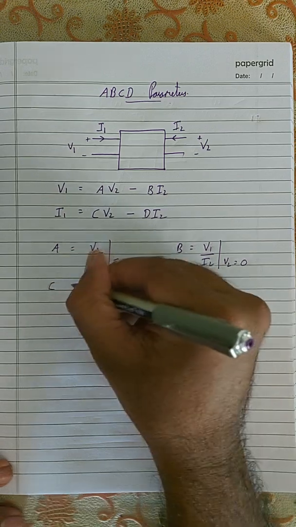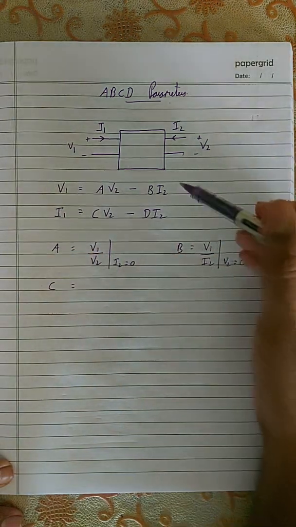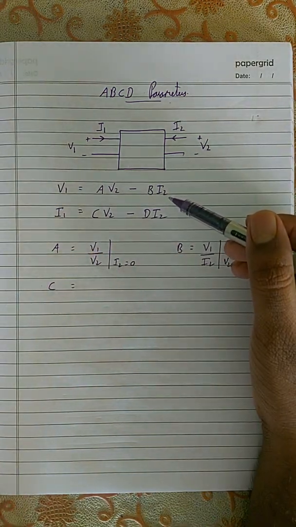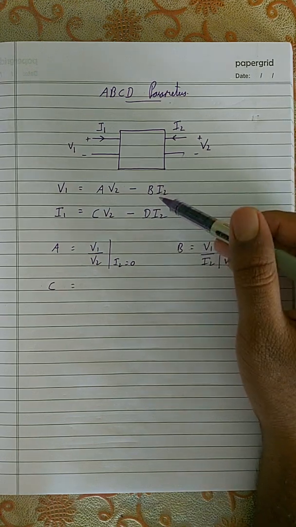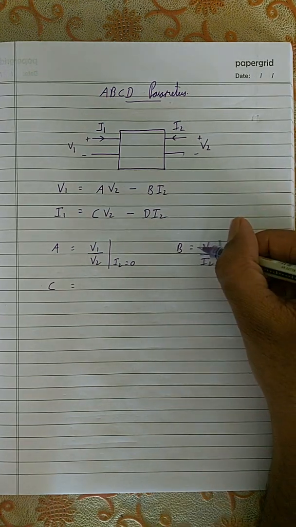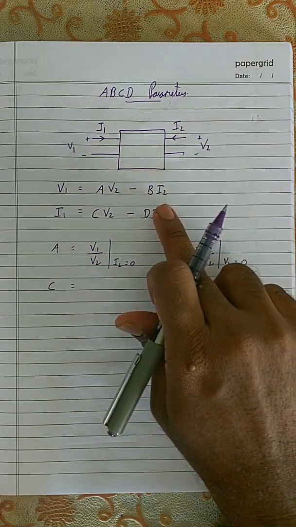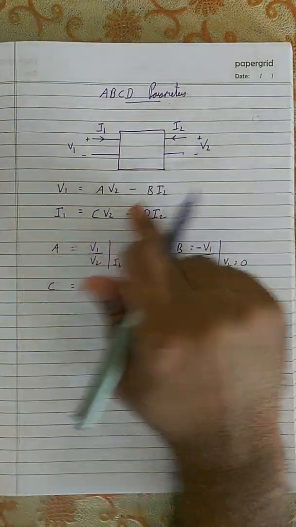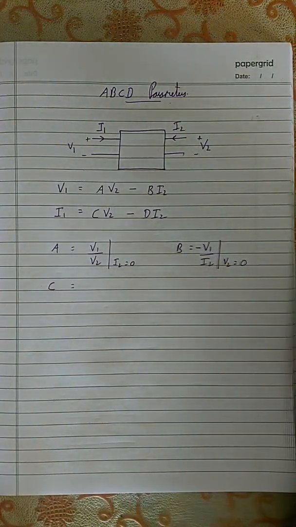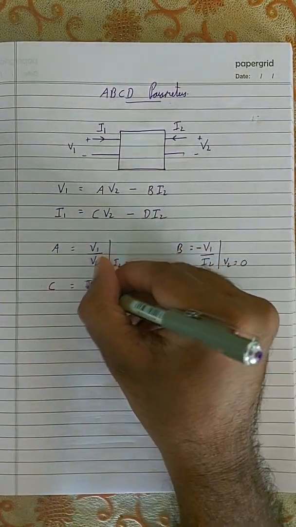What is the equation for C? When you look over here, it's actually minus V1 by I2, because there's a minus sign over here. So what is the equation for C?